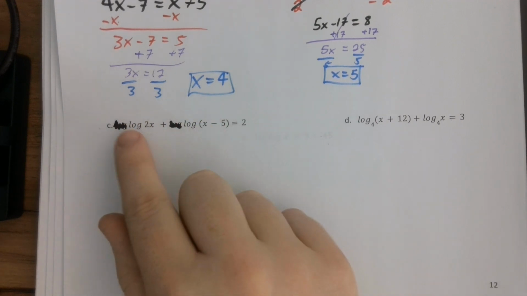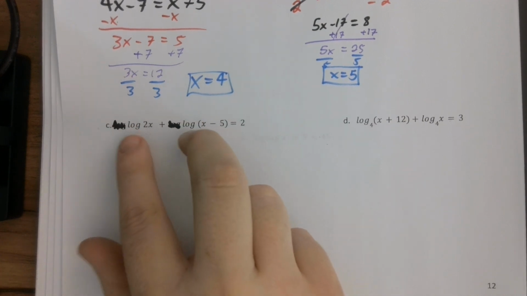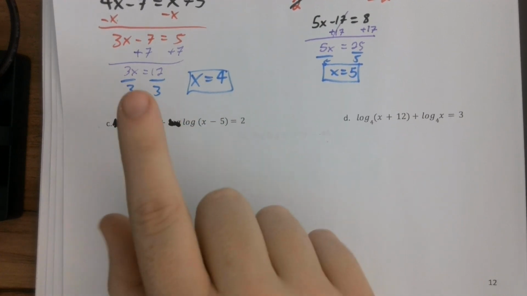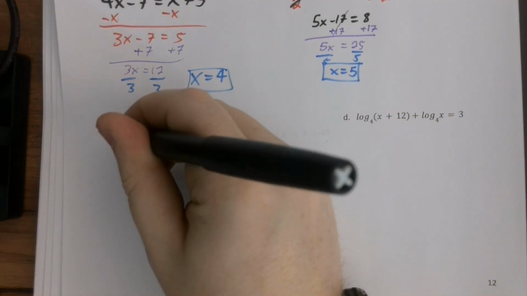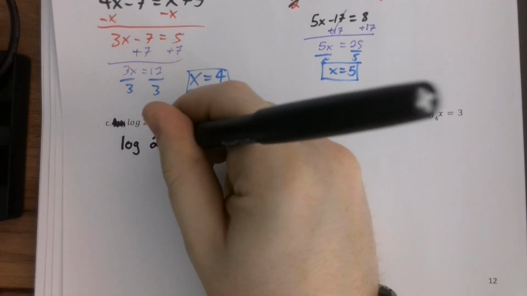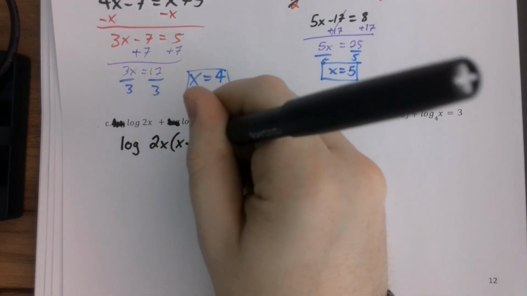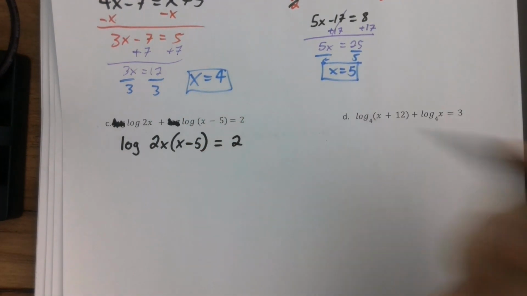Recall the logarithm rules we learned last time. If you have two logarithms of the same base, and they're being added together, we can write it as if their arguments were being multiplied. This is the same as log of 2x times x minus 5 equals 2.